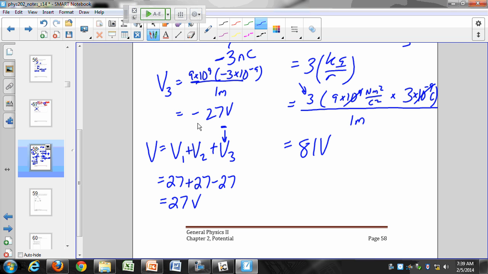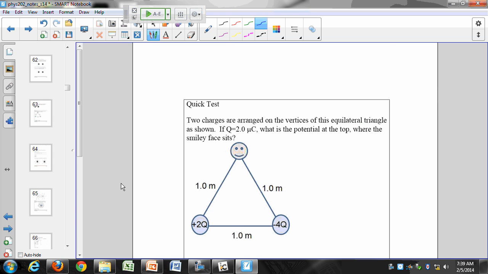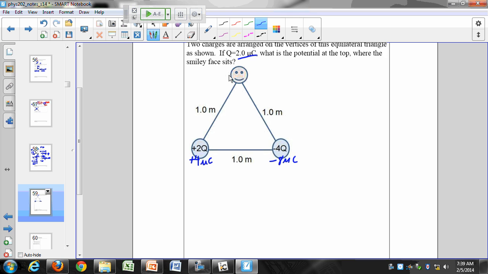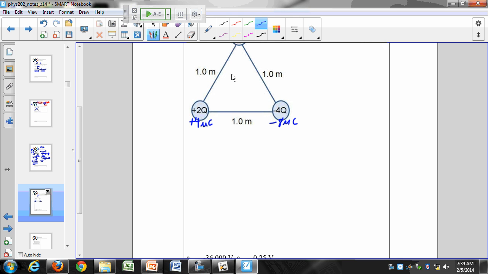You want me to go? Next page. Alright. Going. Alright, so this is that problem. Now here, I've written this kind of funny. I don't usually write them like this anymore, but Q is equal to 2 microcoulombs. That makes this charge plus 4 microcoulombs, 2 times 2, and this negative 8 microcoulombs. So I want to know what is the potential up here, right where its nose is.